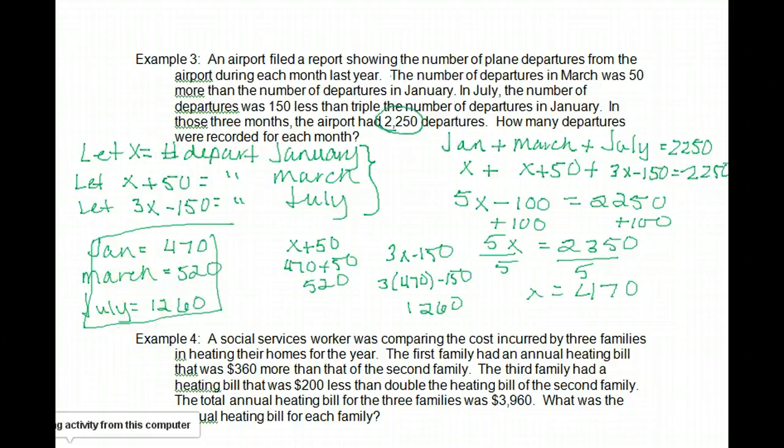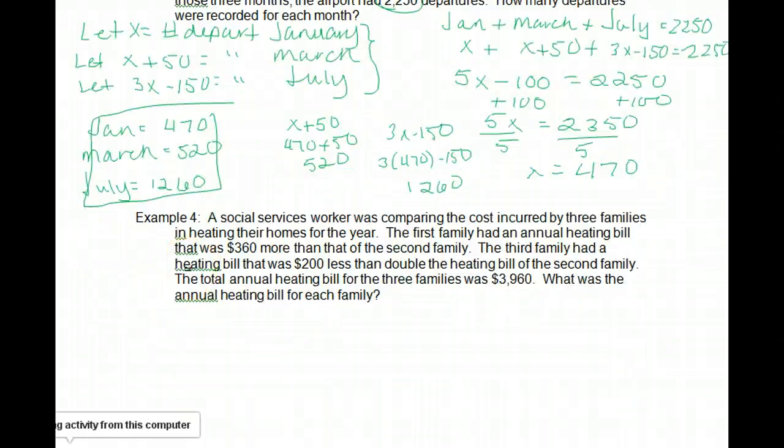Lastly, you would finish that off by writing a sentence that summarizes, organizes, and answers the question. And your sentence should simply say that in the month of January, there were 470 departures. In the month of March, there were 520 departures, and in July, there were 1,260 departures.